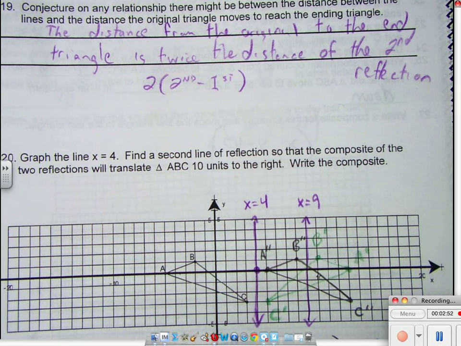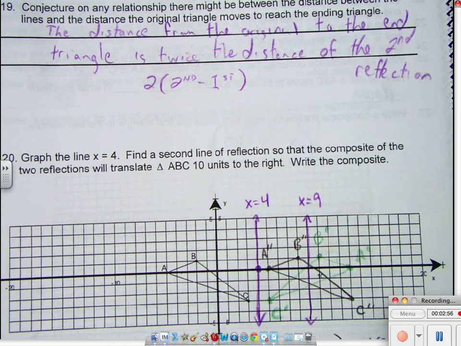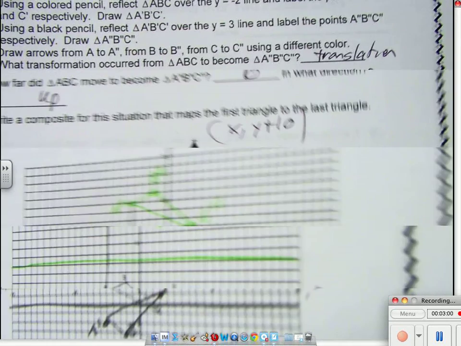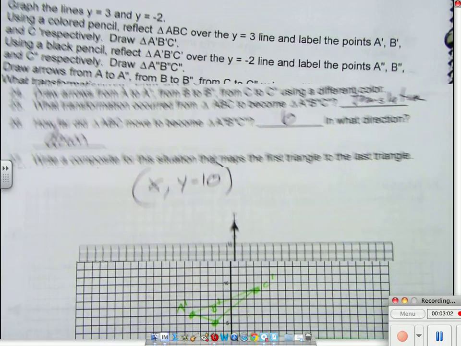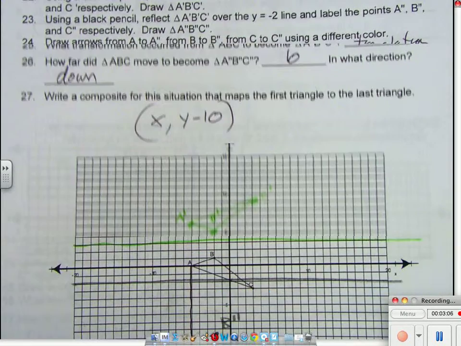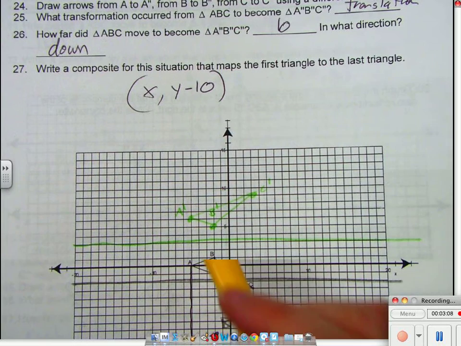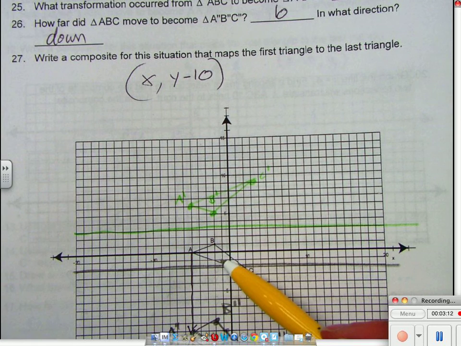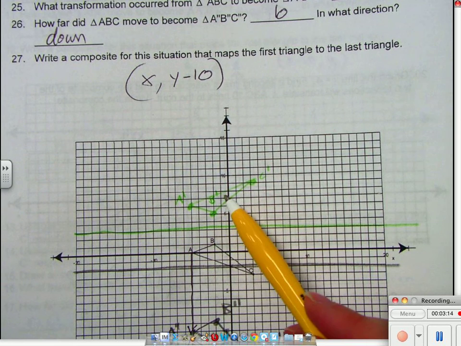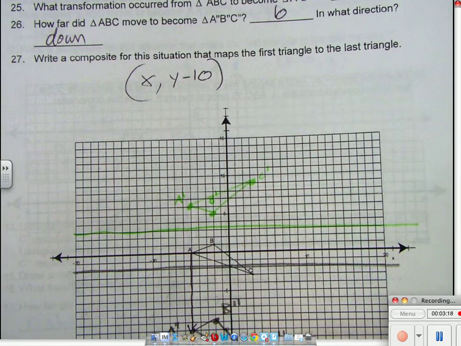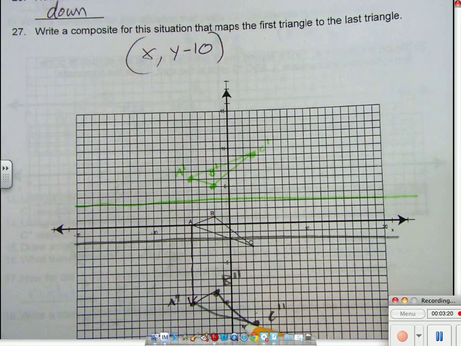All right. Any other questions before I move on? We've been translating all of these horizontally. Now we're going to do it vertically. Okay. And again, it's a translation of 10 units down. So it's x, y minus 10. So first, we reflected it over y equals 3, giving me this green triangle, and then reflected that over y equals -2, giving the black one at the bottom.